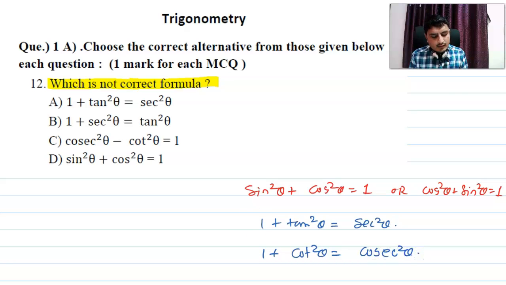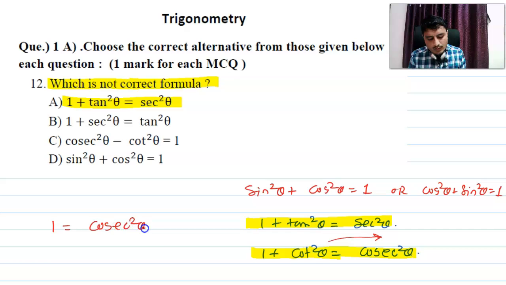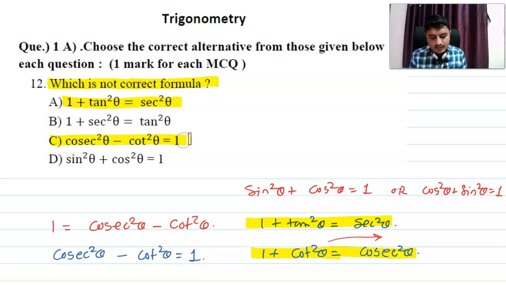Look at the choice codes. The second identity, 1 plus tan square theta equals sec square theta, is correct. Next, 1 plus cot square theta equals cosec square theta; once we shift cot square theta from LHS to RHS, we get 1 equals cosec square theta minus cot square theta. We can interchange LHS and RHS and write cosec square theta minus cot square theta equals 1. So the third choice code is correct.